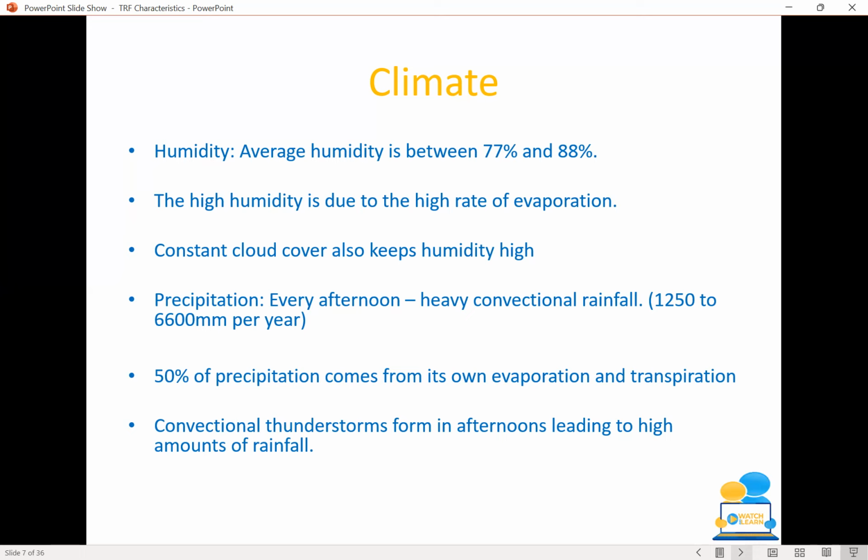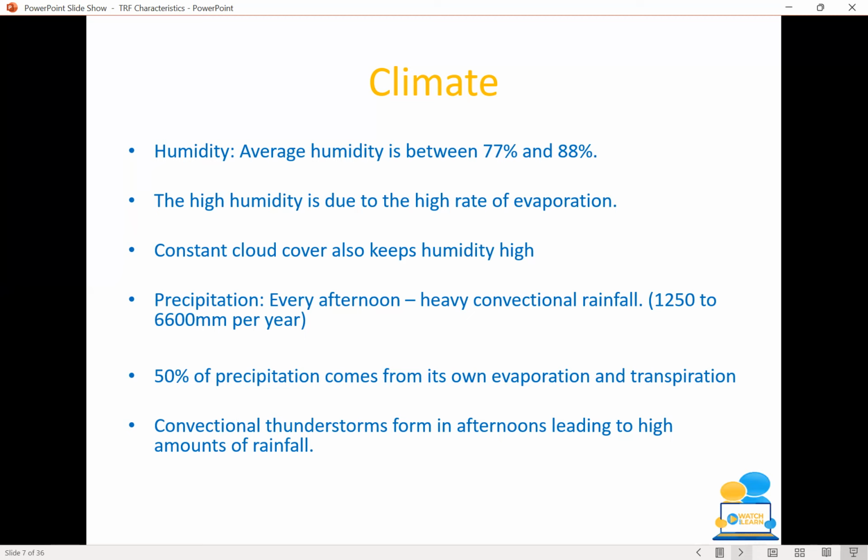As I said, half of the rainfall in this area comes from its own evaporation and transpiration. So it produces half of its own rainfall. And that's very important in terms of the tropical rainforest, because this is how important it is for actual global weather systems.